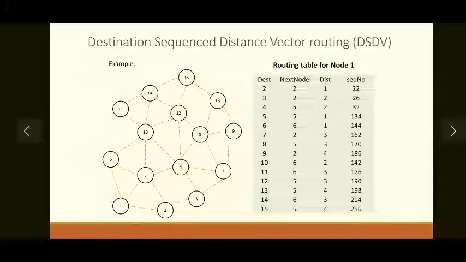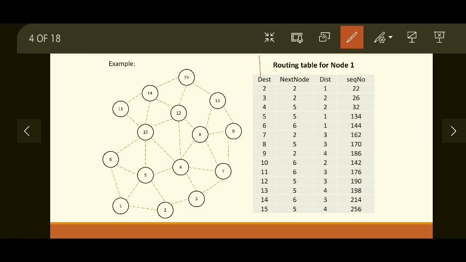Now let's see the working of this DSDV. On your screen you see a network consisting of 15 nodes. Now it is shown a routing table for node 1. Such tables for each node will be maintained by each node. So there will be 15 routing tables, one for each node, maintained by the nodes within the network. So the routing table for node 1, which is this one, is shown over here. Now there are 15 nodes, so remaining are 14. So you will see there are 14 entries in the routing table.